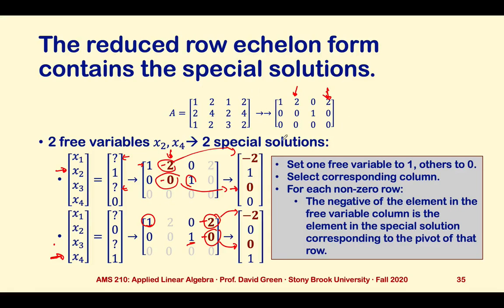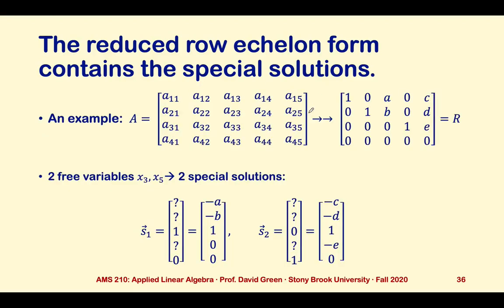Once we've reached the reduced row echelon form, we don't even need to move into a system of equations. We don't need to do any rearrangement of the system. Our special solutions are sitting right inside this matrix. Okay. One more example to highlight how we do this in a more general sense.